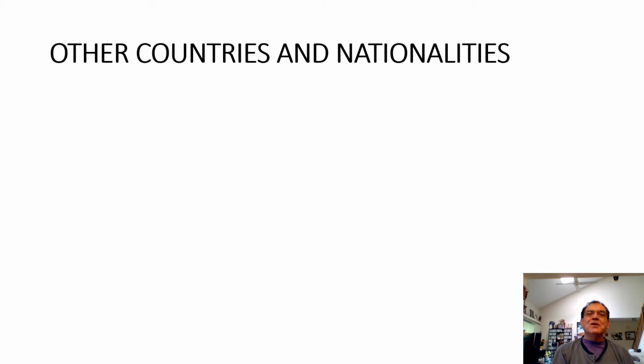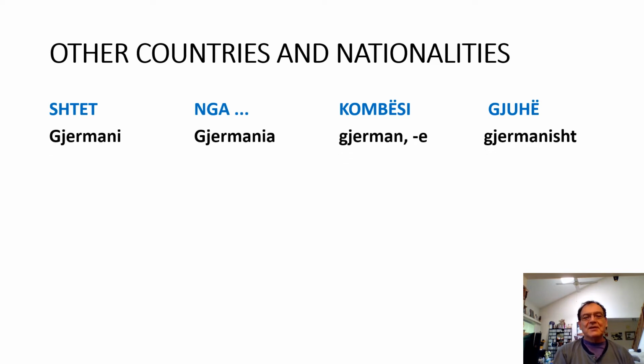In the previous lesson, we learned how to say the name of a few countries. We learned how to say we are from those countries. We learned how to say the nationality and the main language in those countries. Let's add some more countries to our list. We have Gjermania, that's Germany. If we want to say that we are from Germany, we have to use the definite form. So we would say nga Gjermania. Nationality would be masculine form gjerman, feminine form gjermane, and the language would be gjermanisht.